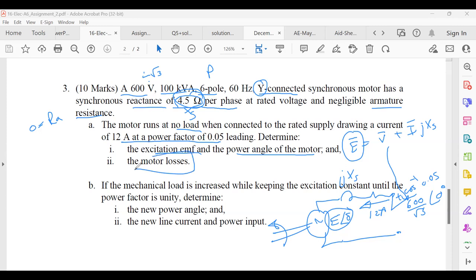Motor losses, this is interesting. The motor losses are actually the total power, because they said the motor is at no load. At no load, it means all the power, this times this power factor, times the voltage. Make sure that this is line, so you multiply by square root three times this current times this power factor. That is all the power losses for this motor, because it's not connected to any load.